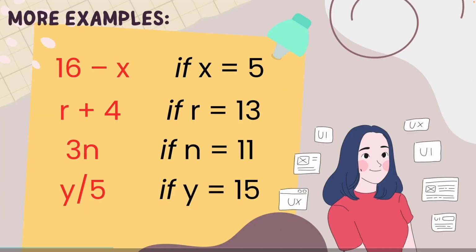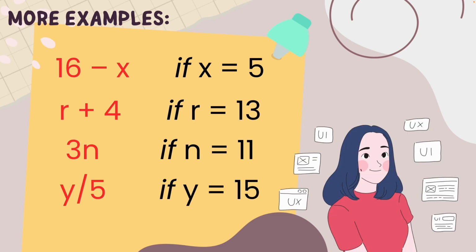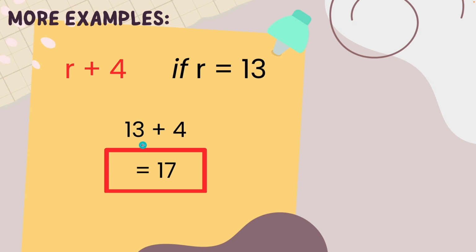I will give you more examples. Let's have the first one, 16 minus x if x is equal to 5. So here we only have to substitute x, the variable x, which is equivalent to 5. So that will become 16 minus 5, and it's simply 11. The answer is 11. Let's have the second one, r plus 4 if r is equal to 13. So we are going to substitute r with number 13. So that will become 13 plus 4, which will be equal to 17.